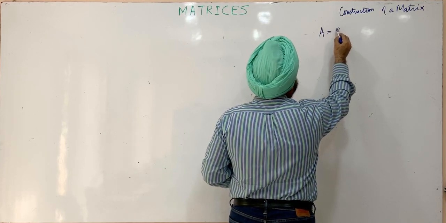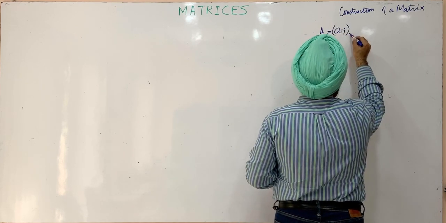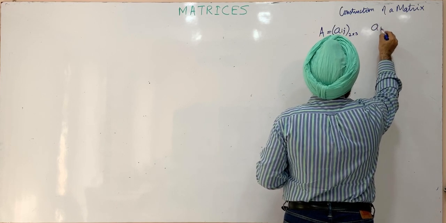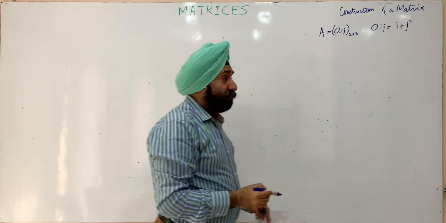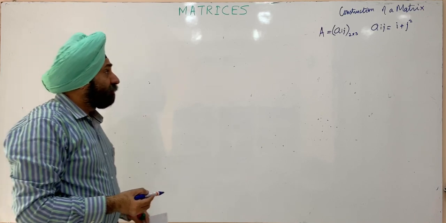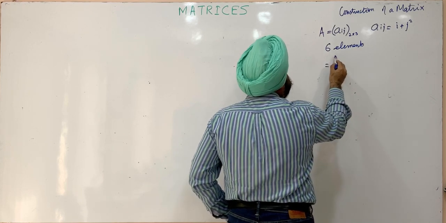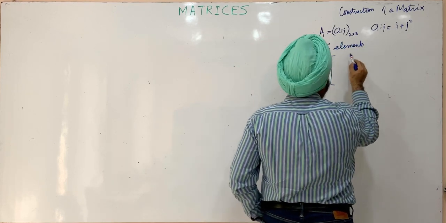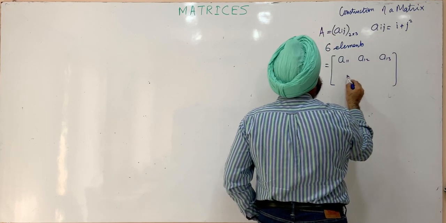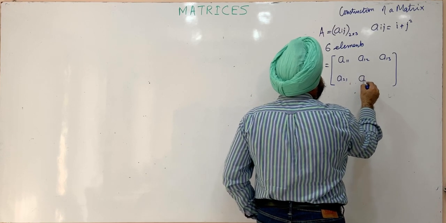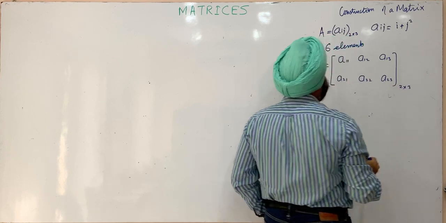Let's say we have to construct matrix A equal to Aij, of order 2 by 3, where Aij is equal to (i plus j) square. So this matrix will have 2 into 3, 6 elements. We have 2 rows. So the first row is A11, A12, A13. Second row elements are A21, A22 and A23. So this is a 2 by 3 order matrix.